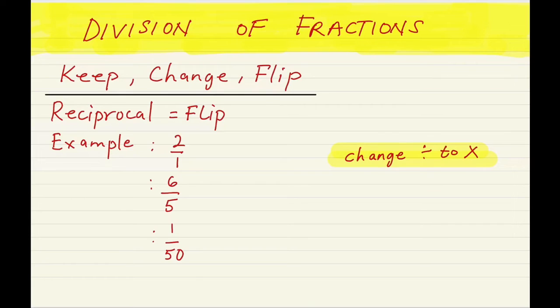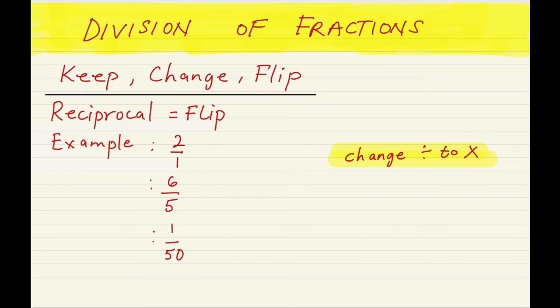So I would like to explain a few things before we start answering the questions. So let me just get straight to it. We have keep, change, and flip, which will come in handy soon. But I just want to explain a few things like change. What I mean by change is changing the division sign to multiplication.